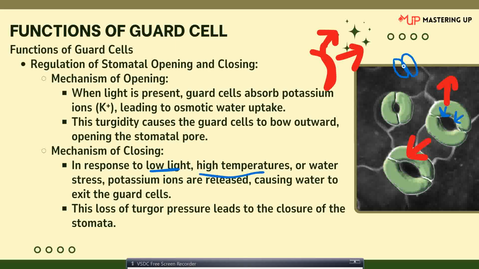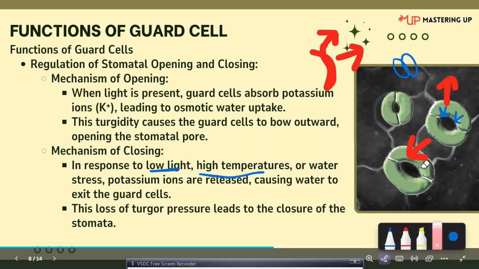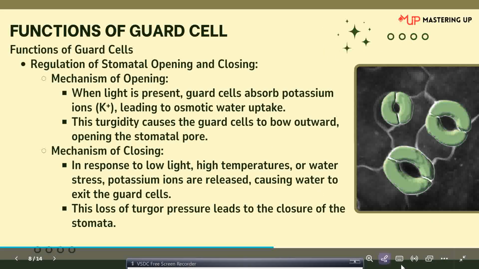This one, the stomatal pore that is being closed during that time. Okay, so this is the mechanism of closing and opening of the stomata. I think you got it. Now let's go to the next slide.